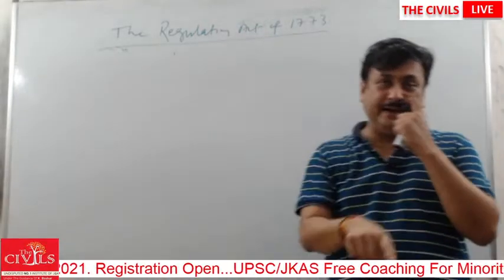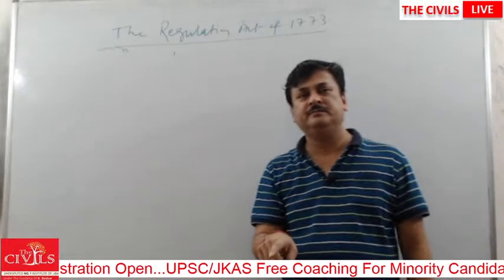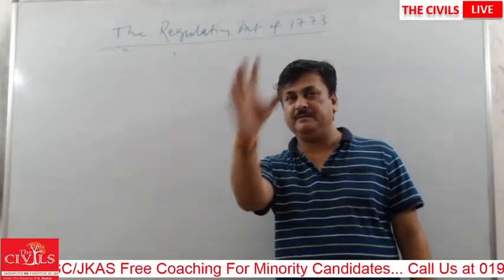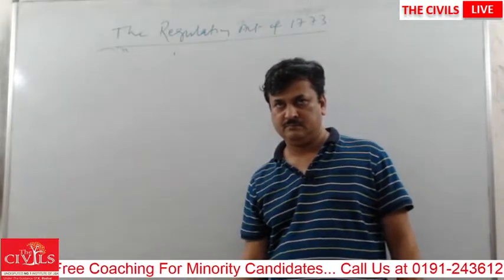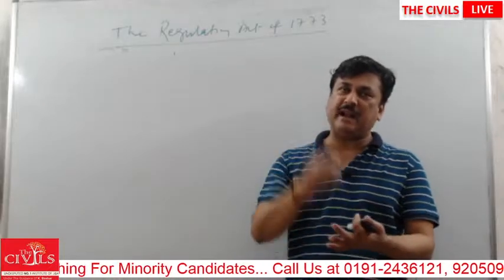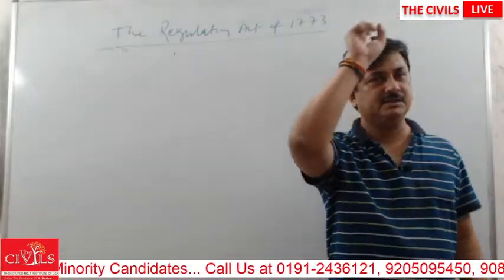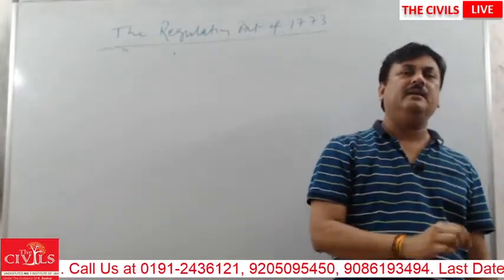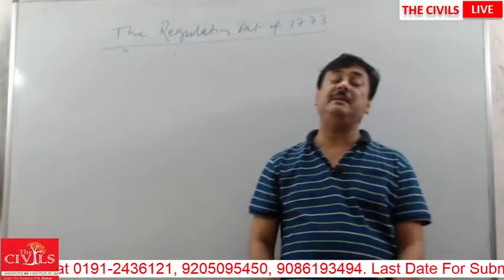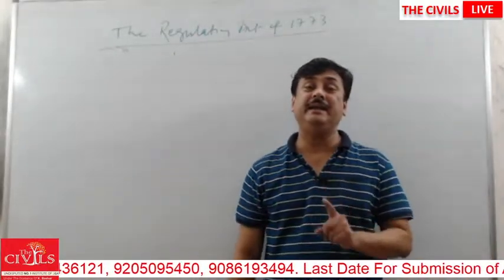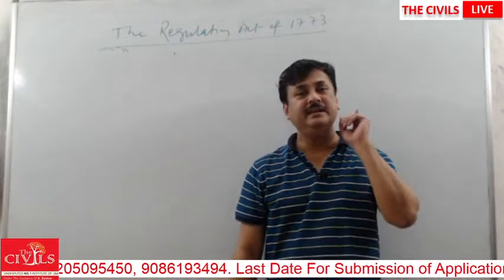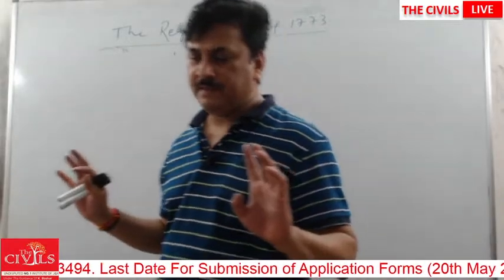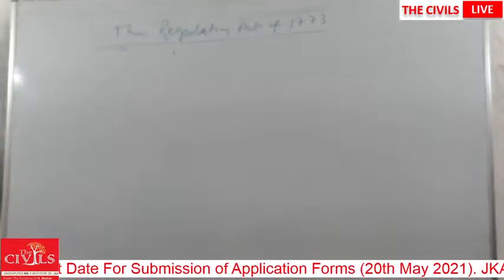So what did North government do? North government formed a parliamentary committee, and on the recommendation of this parliamentary committee, a bill was introduced in the British Parliament, and when the bill was passed, it was named the Regulating Act 1773. Okay, is it clear to all of you?